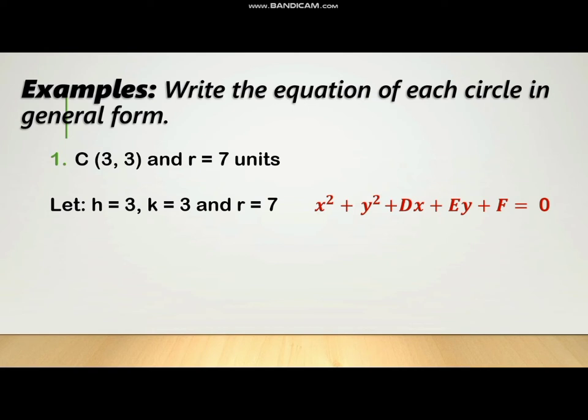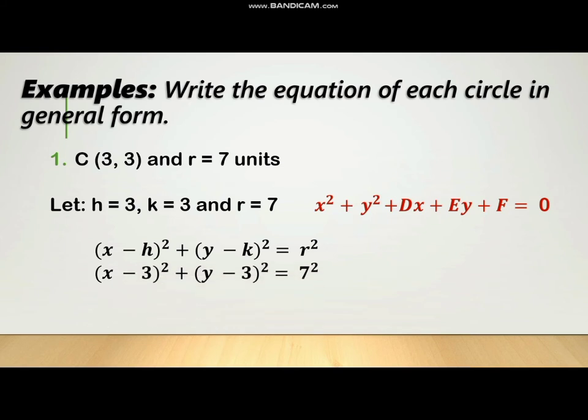So ibig sabihin, mauuna yung dalawang naka-squared. Susundan nung x, susundan ng y, at yung f, yun yung constant. Pero ang una natin gagamitin ay yung standard form. Babalik pa rin tayo sa standard form kasi doon ninyo isa-substitute yung h, k, at r. So the square of x minus h plus the square of y minus k equals r squared. So substituting, we have the square of x minus 3 plus the square of y minus 3 equals 7 squared.